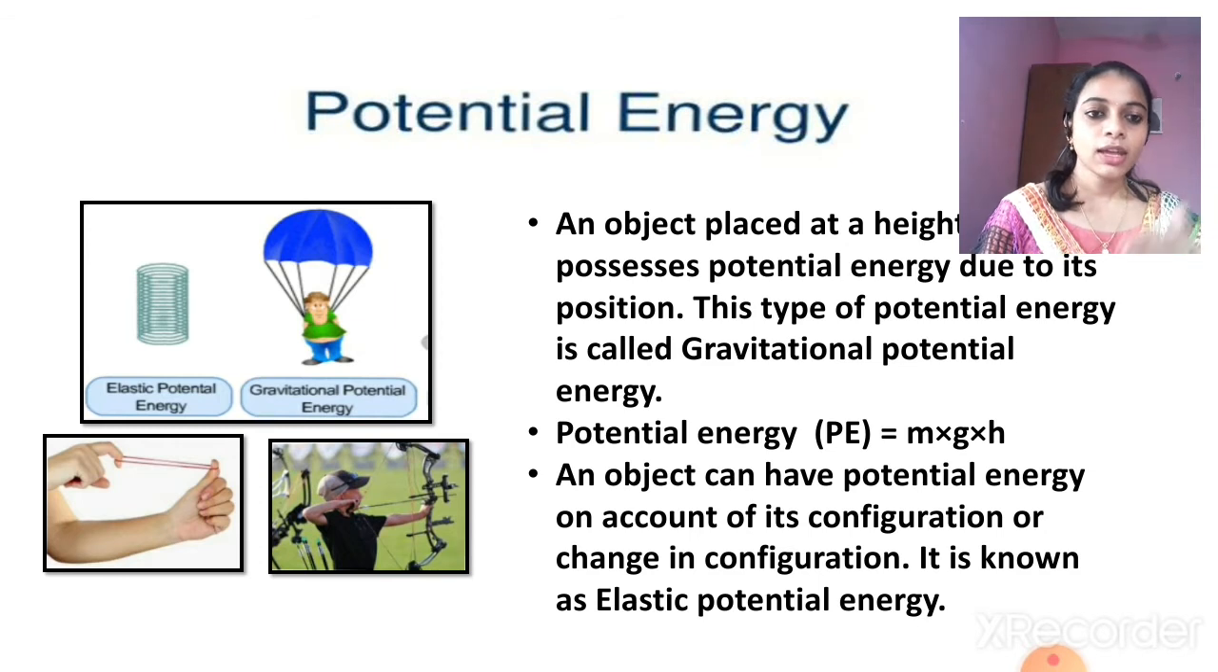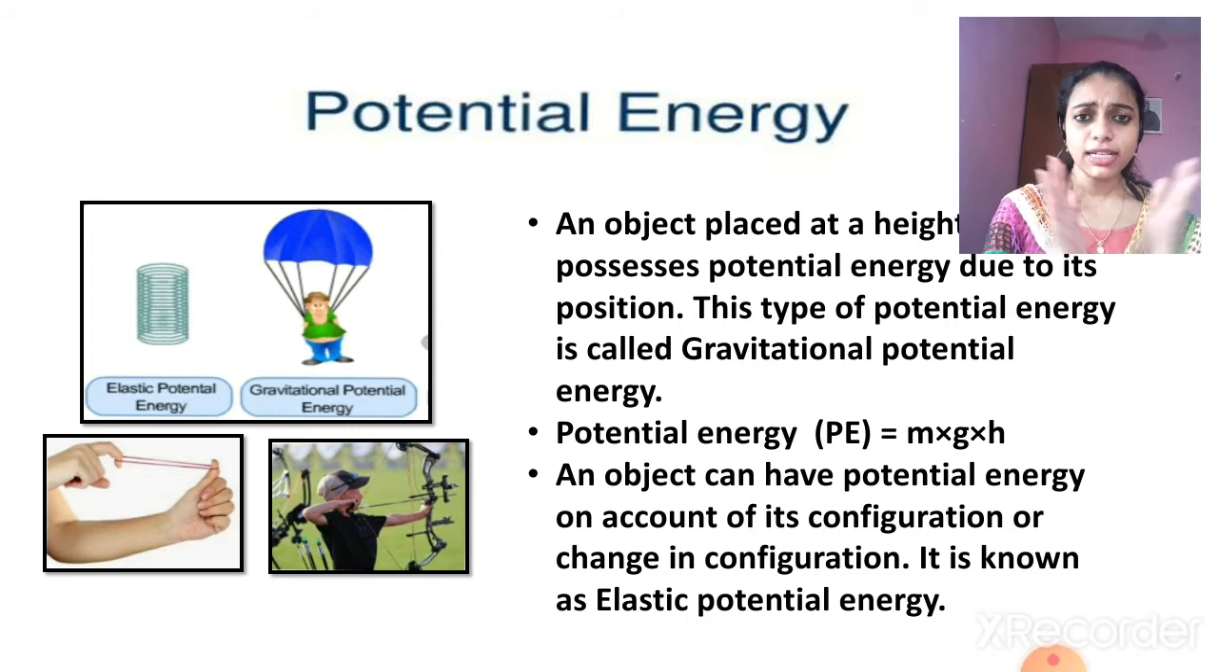Next one, an object can have potential energy on account of its configuration or change in configuration. It is known as elastic potential energy. Elasticity, that is a familiar word, isn't it? So when the object has potential energy due to its configuration or the change in configuration, it is known as elastic potential energy. We can take the example of a spring.